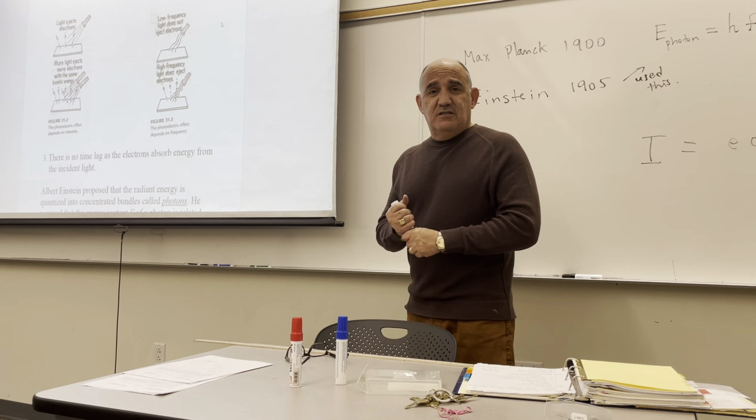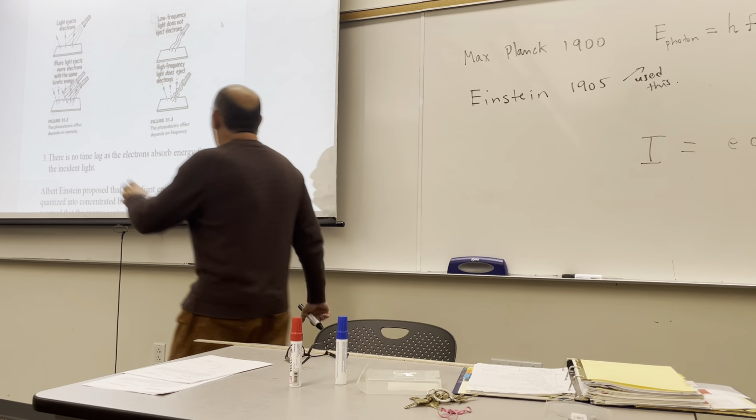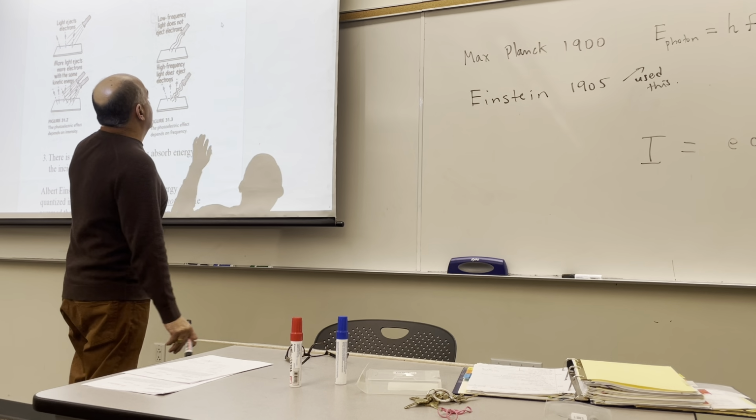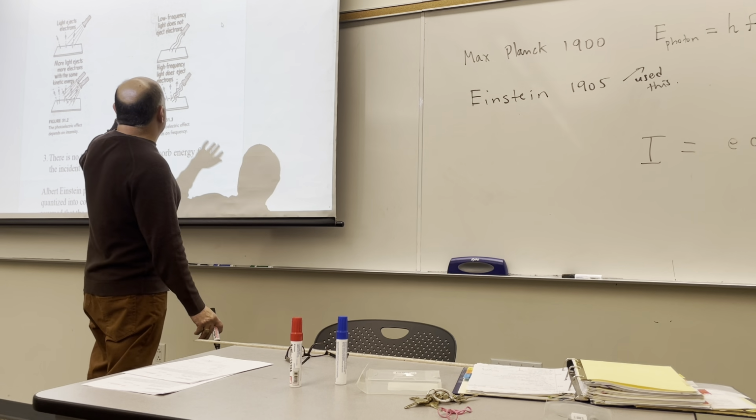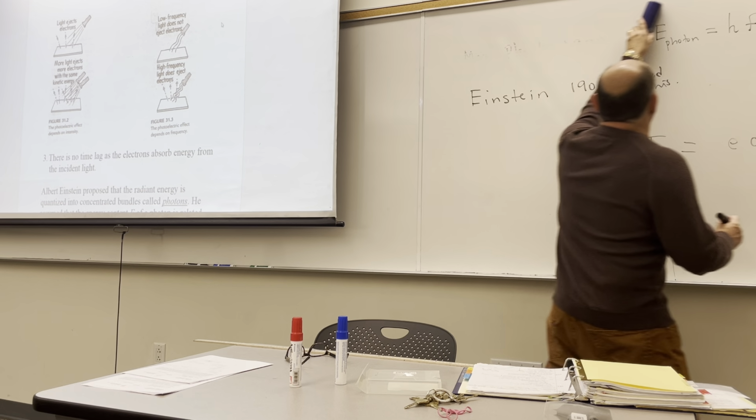So the way he did it was as follows. Let me tell you roughly what's going on: how Einstein's theory of the photoelectric effect was able to explain every feature associated with what people saw experimentally.